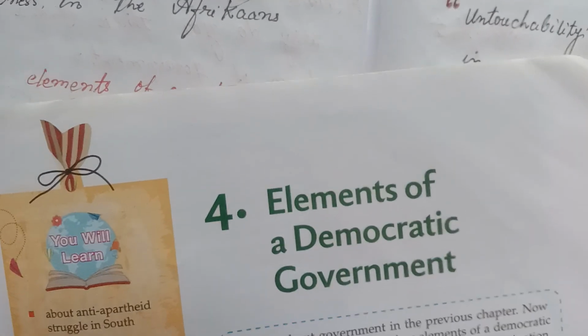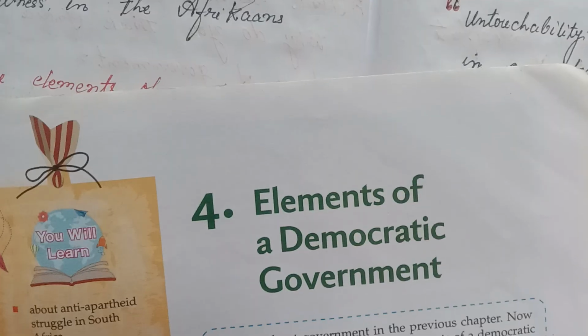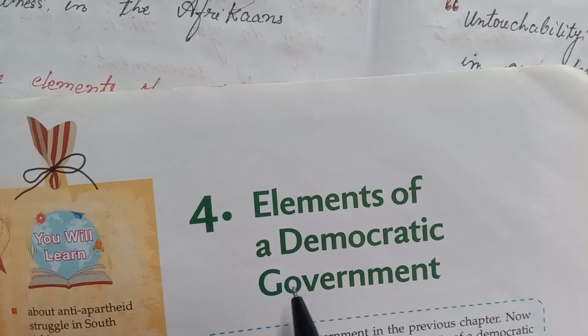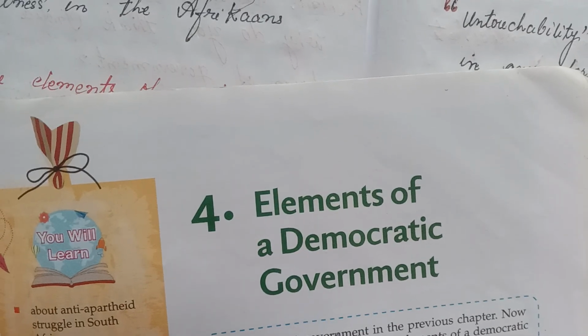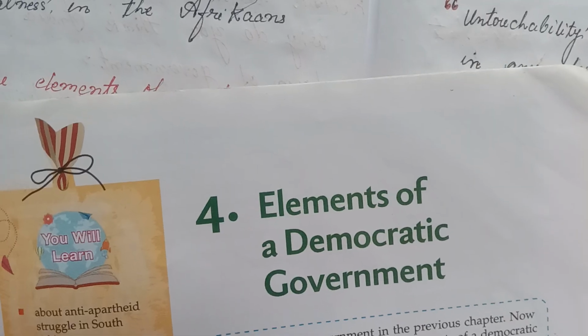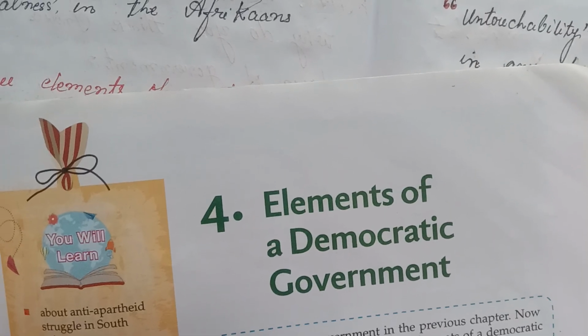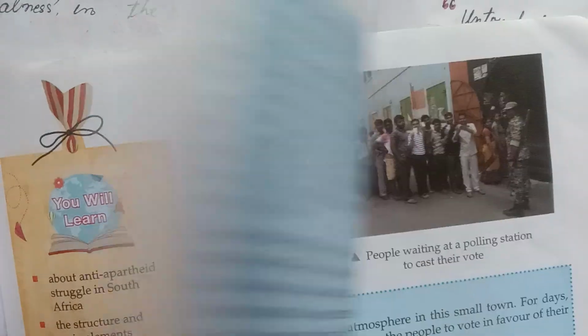Today I will read about Chapter 4, Elements of our Democratic Government, Class 6 Chapter 4 in Civics. First of all, I will solve some questions in the book.